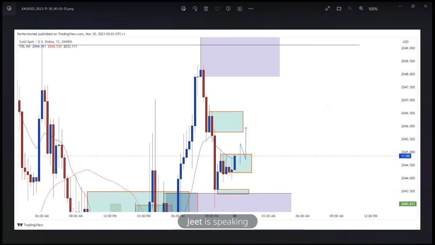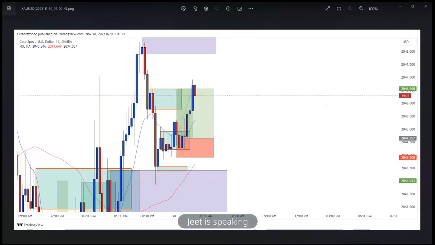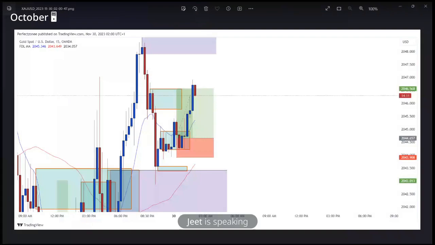I was like, price is going to come down to this level. Boom, price broke out. I took that entry. It went to that level. Easy peasy. Same thing over and over.